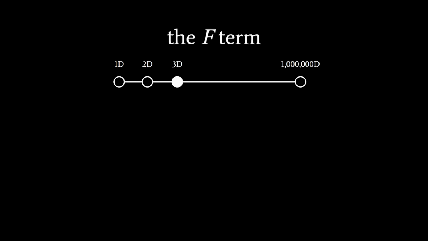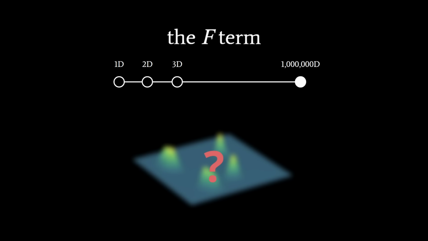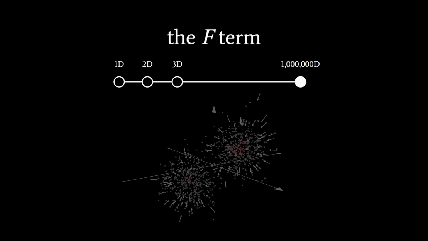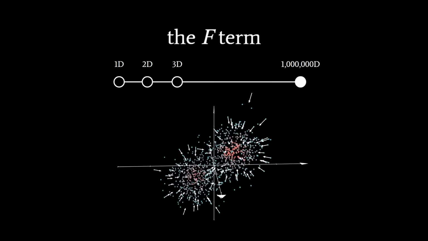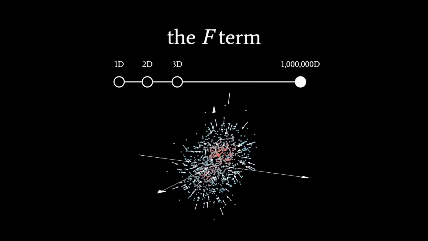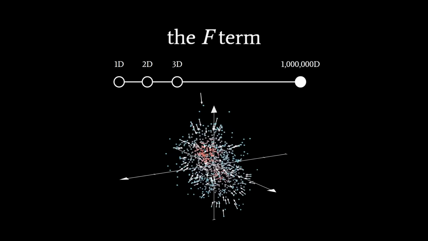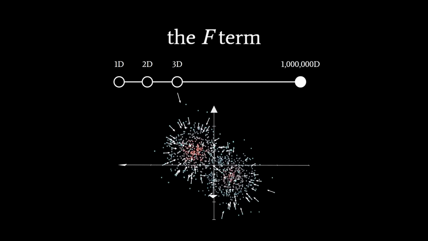Once you get to 4 or 5 or higher dimensions, even the samples themselves can't be depicted as locations in 3D space. 1 million dimensional images live in a 1 million dimensional space, and the f term is a direction in 1 million dimensional space. We can't really visualize this, but I find the 2D or 3D setting gives you a good idea of what this means, if we just pretend that there's 1 million axes instead of 3.